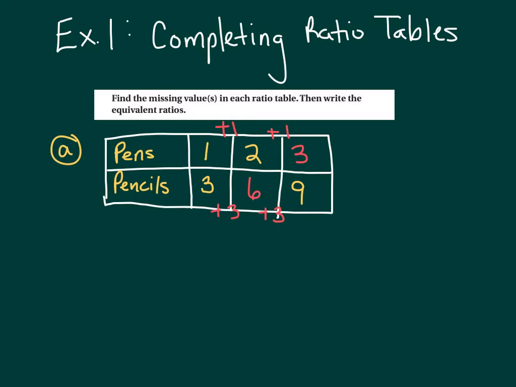Now the second part of the directions said then write the equivalent ratios. The first ratio was 1 to 3, so I'm going to write that. You can use word form if you want. The second ratio was 2 to 6, and the third ratio was 3 to 9, and so that's how we write those equivalent ratios.